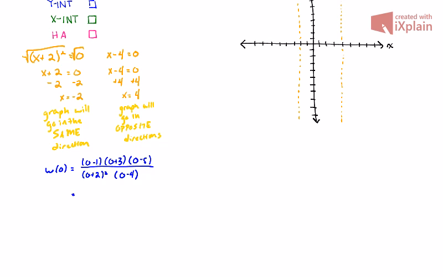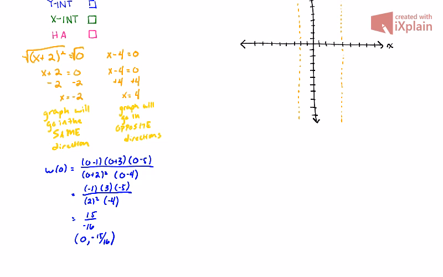So as we go through and clean this up, we have negative 1 times 3 times negative 5. So basically I'm just doing that addition or subtraction that we're seeing here. 2 squared times negative 4. This cleans up further, so the product in the numerator is going to be a positive 15, and then the final product in the denominator is going to end up being negative 16. So I have a y-intercept at 0, negative 15 sixteenths.